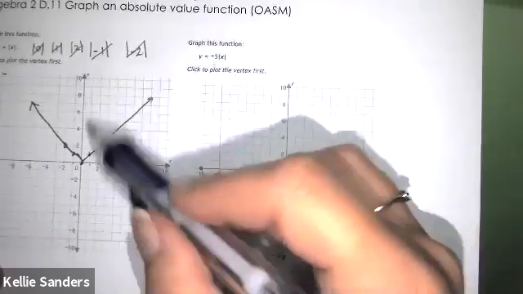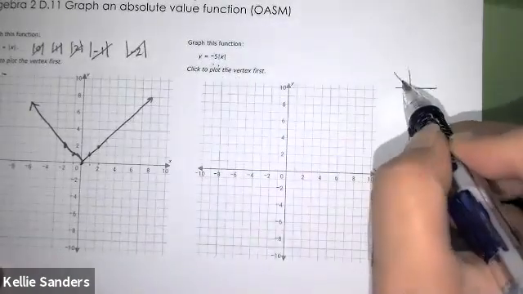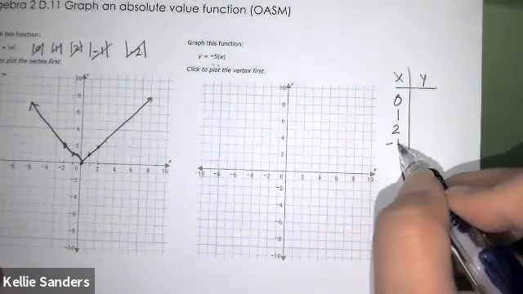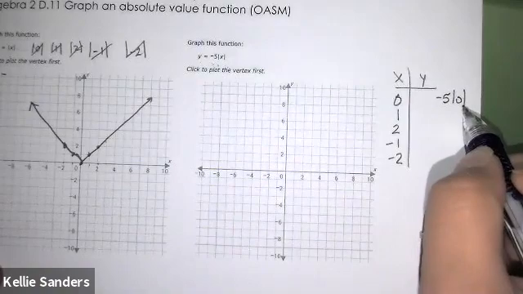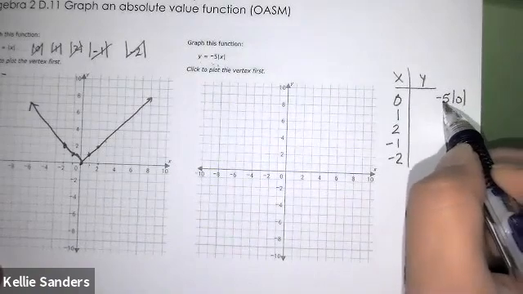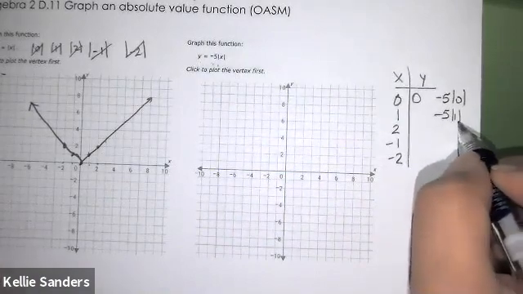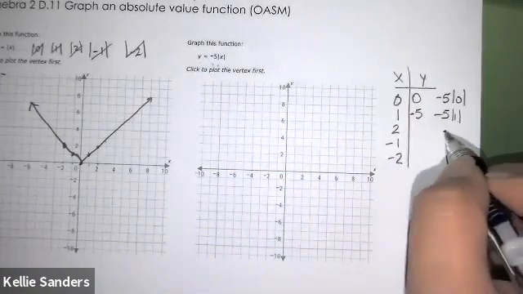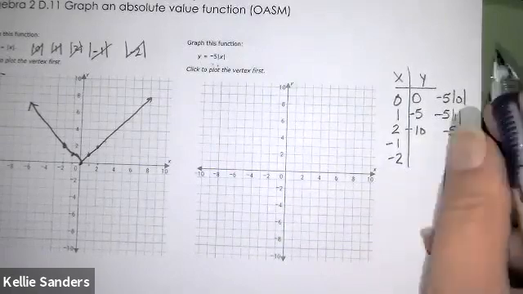We already took the absolute value of x and got this. But let's see if we put a negative 5 on the outside. Let's use the same x's. Negative 5, absolute value of 0. The absolute value of 0 is 0. 0 times anything is 0. The absolute value of 1 is 1. 1 times negative 5 is negative 5. The absolute value of 2 is 2. 2 times negative 5 is negative 10.